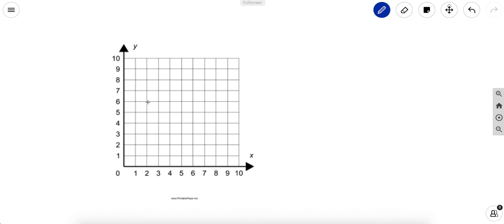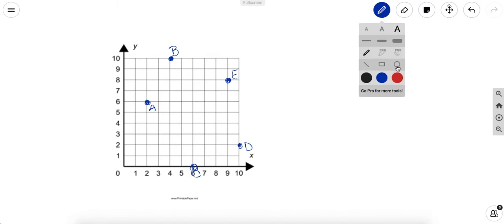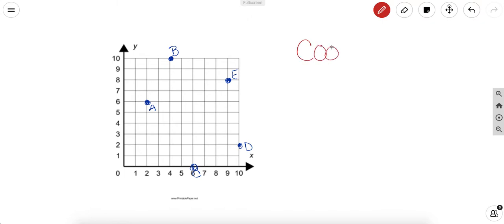And I'm going to just make some random dots, right? Okay, and let's label them. Let's go A, B, C, D, and E. And I want you to try to write them in a coordinate. So remember, coordinates are X, comma, Y. It's supposed to be a parenthesis. Okay, so let's do it.